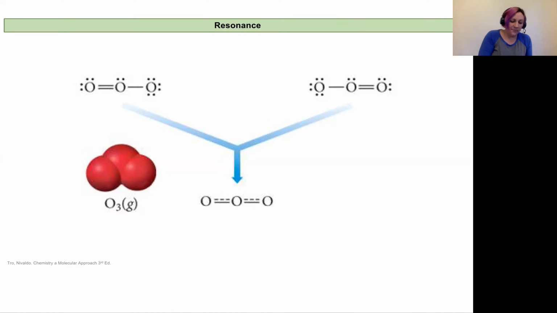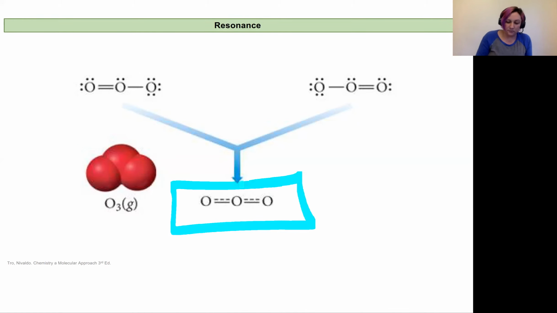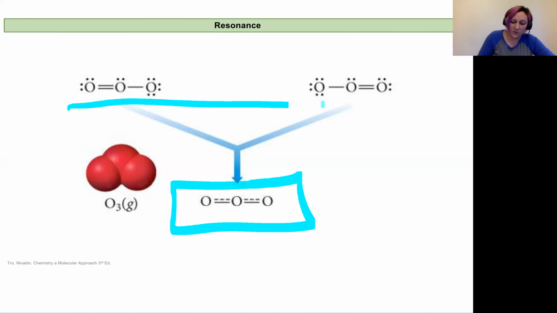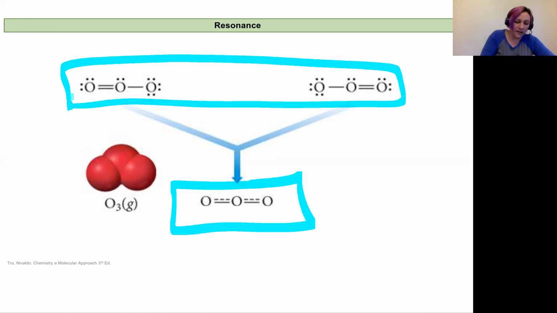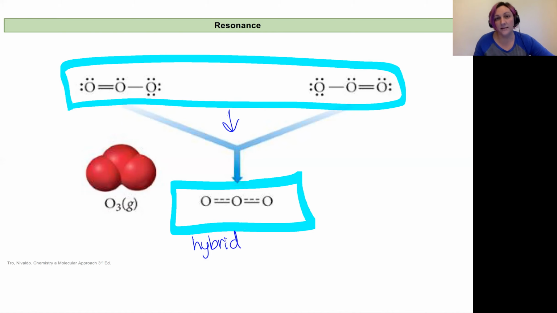We see that it actually has the same bond length between all of the oxygens, and it's longer than a double bond but shorter than a single bond. That means we're really taking these resonance structures right here and building that hybrid structure, and the resonance hybrid best represents how the molecule actually looks in nature.